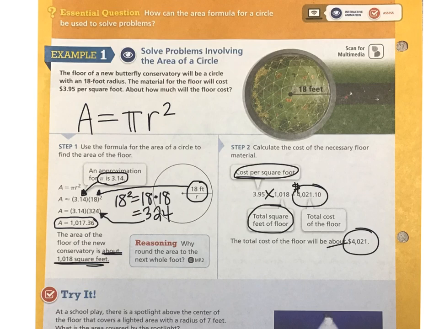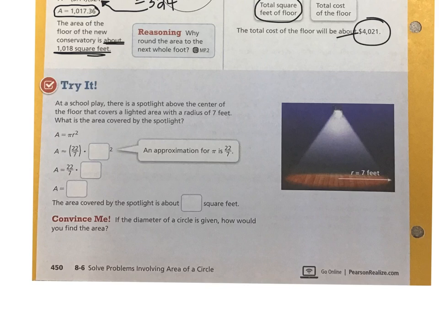Now let's go down to the try it. At a school play, there is a spotlight above the center of the floor that covers a lighted area with a radius of 7 feet. So immediately I see a number here that I need to use to find the area of that lighted area on the floor. What is the area covered by the spotlight? So A equals pi r squared.